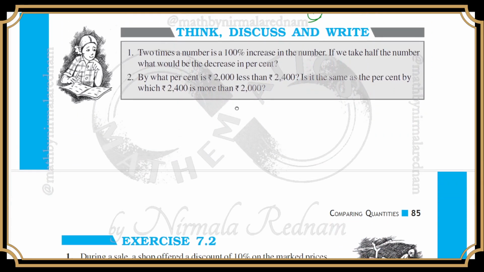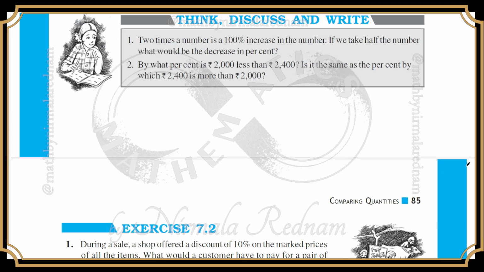Next, 2 times a number is 100% increase in the number. If we take half the number, what would be the decrease in the percentage? Decrease percentage is nothing but whatever is the decrease by the original, into 100, right? Correct. Now here you are taking half the number. So if this is the original number, original by 2 by original into 100 is going to give you 50%.